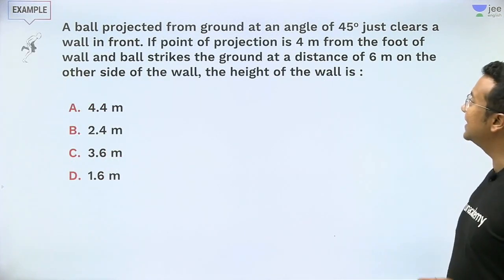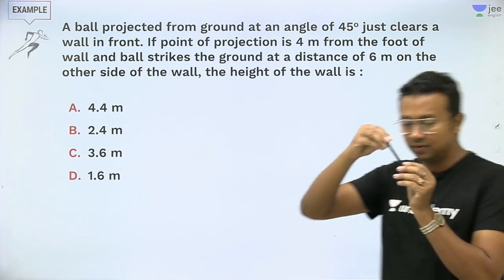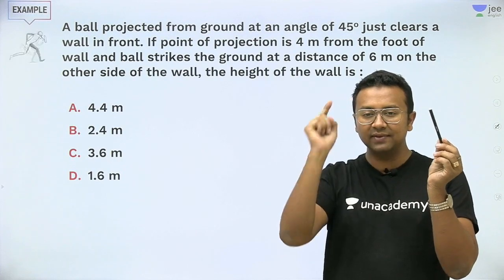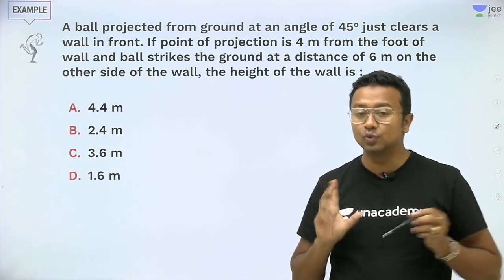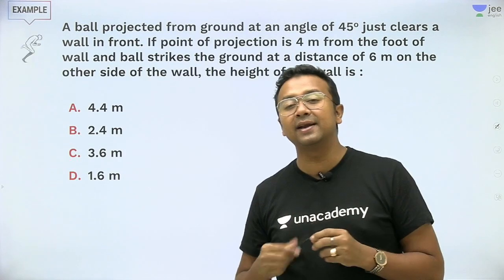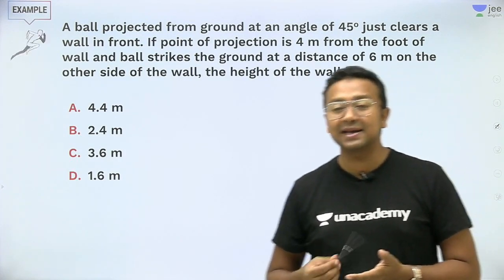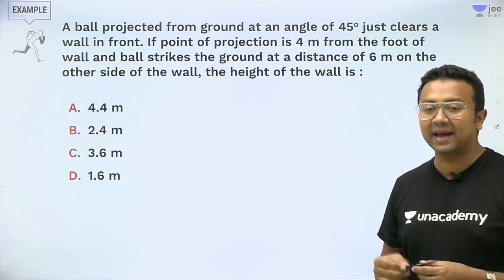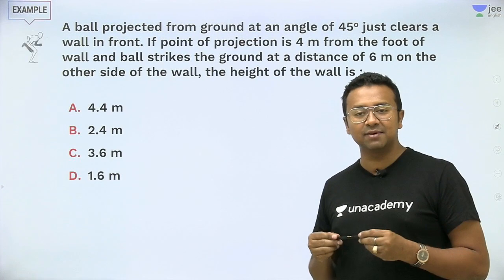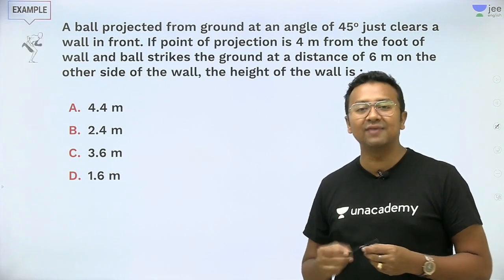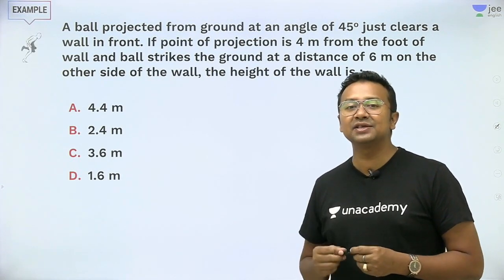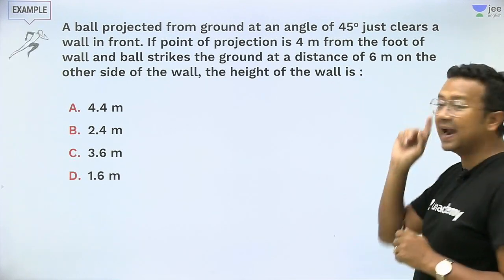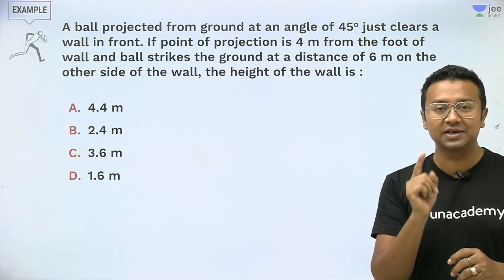Let's see this. There is a ball which is projected from the ground at an angle of 45 degrees. Now, when they say 45 degrees, students, what is the first thing that comes to your mind? Maximum range, okay? And do you know that maximum range is equal to 4 times the maximum height? I hope all of you are aware of this particular thing, that maximum range is equal to 4 times the maximum height. Yes. So, that knowledge should be very clear, then you can do this question really fast.